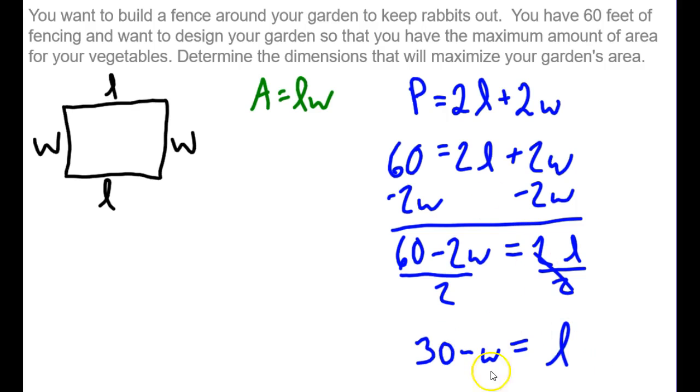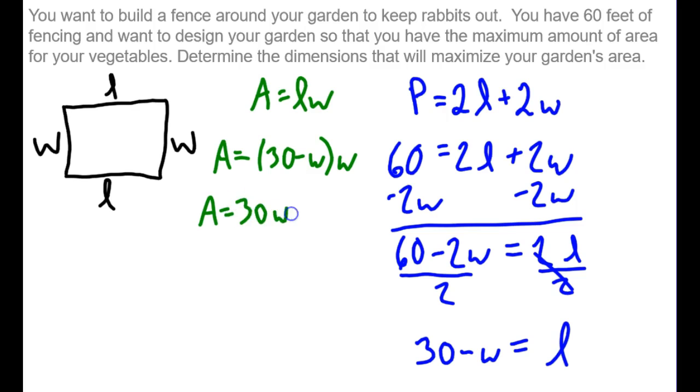Now I'm going to use this expression on the left that I know is equal to L and substitute that in for L in our other equation for the area. So now we have the area is equal to, instead of L, we have 30 minus W times W. Using the distributive property, area is equal to 30W minus W squared.